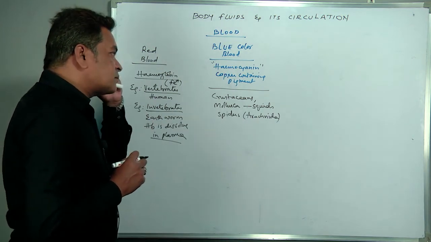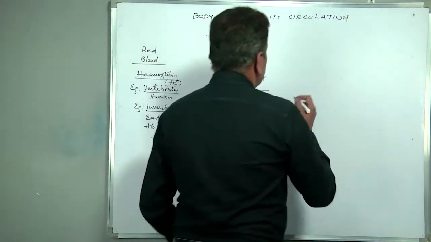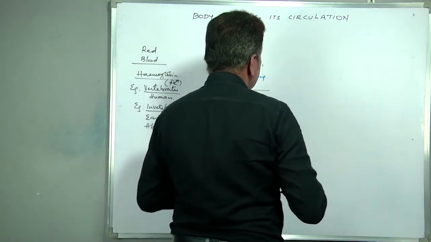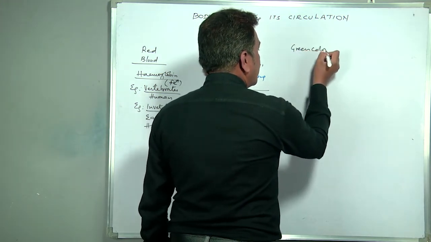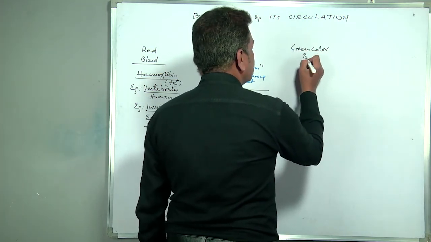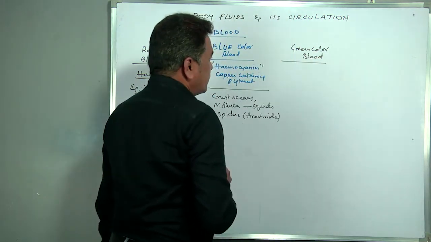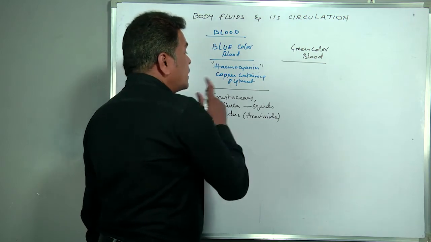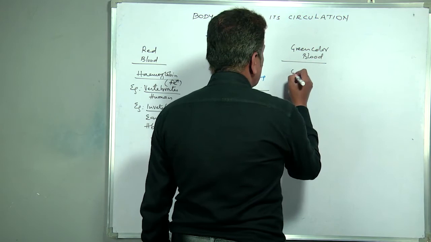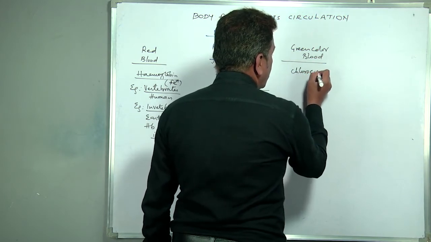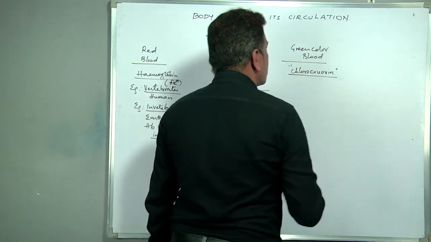So what other colors you find? Even you find the color of blood here is green also. Green color blood. Where do you find green color blood? Here, what is the component that you find? Chlorocruorin.